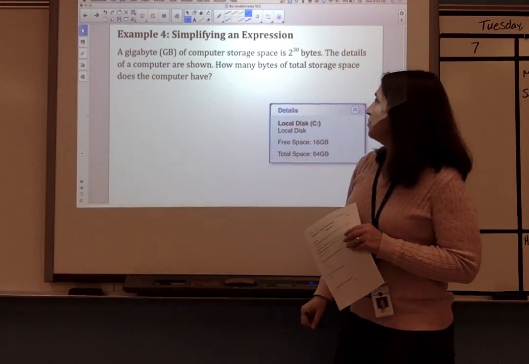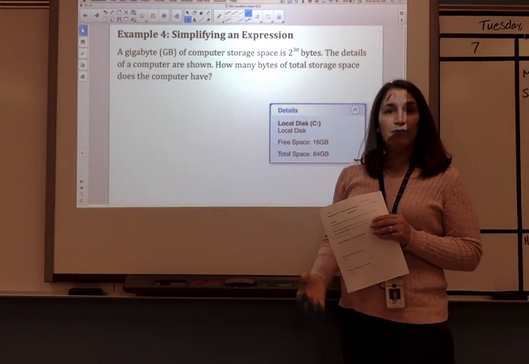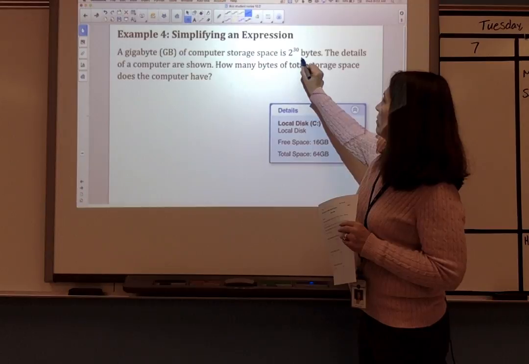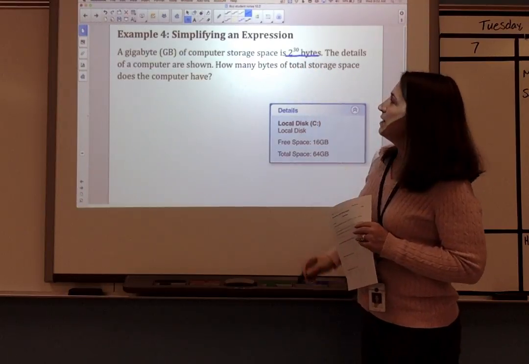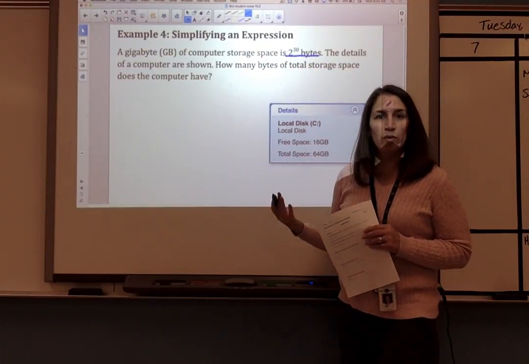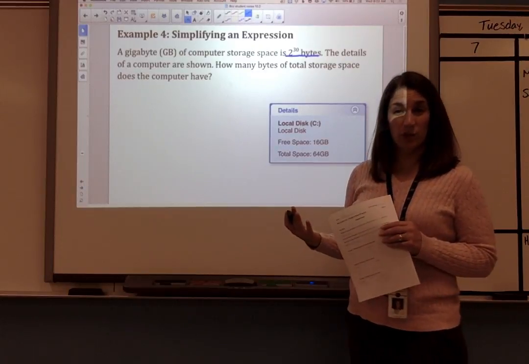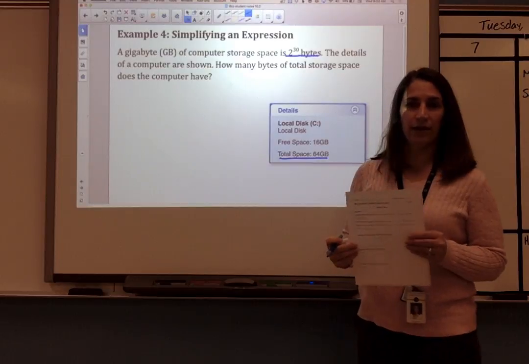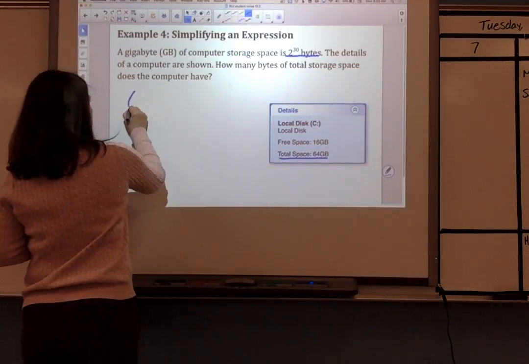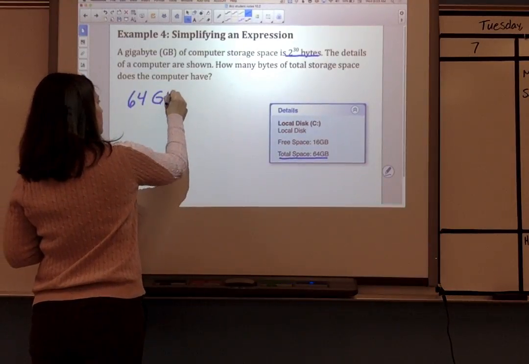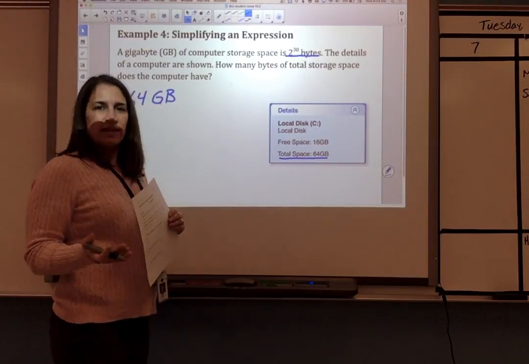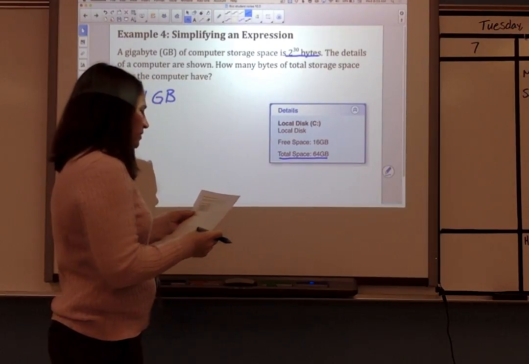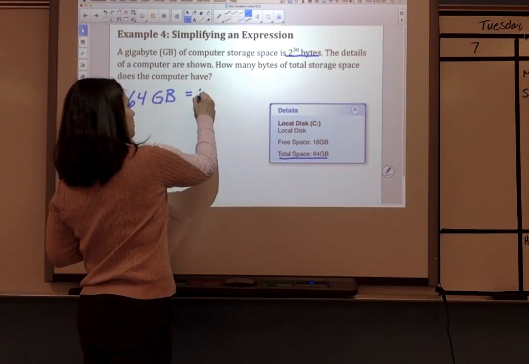All right, last example. A gigabyte of storage on a computer is the same thing as 2 to the 30th power bytes. The details of a computer are shown. We want to know how many bytes of total storage space the computer has. So we see that the total space is 64 gigabytes. So let's start with that. And let's write that 64 as a power of 2. So that would be 2 to the 6th power.